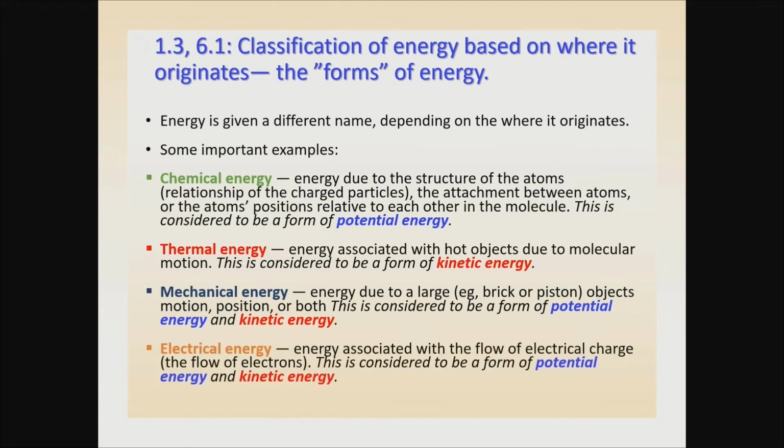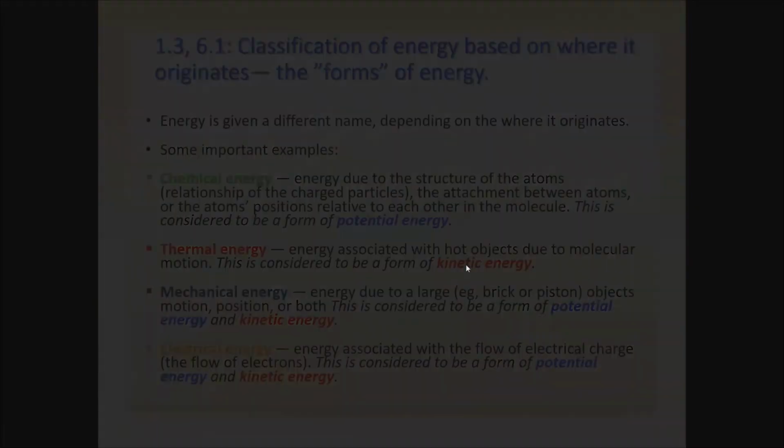And then a final type of energy is electrical energy, because this originates from the movement of electrons in wires, and so this would be electricity. And so this electricity can do work, as you probably know. It is a form of energy, so it is considered both potential energy and kinetic energy.